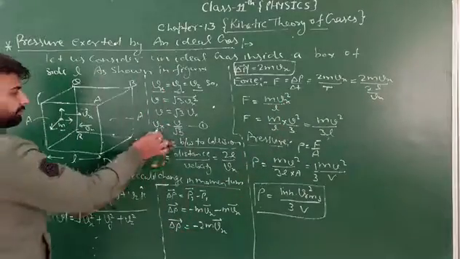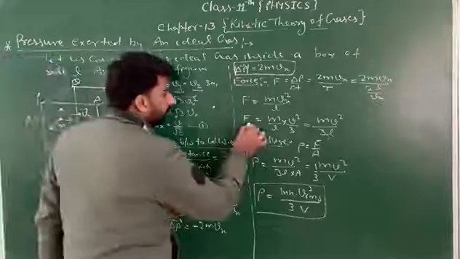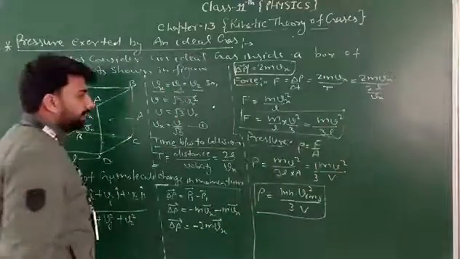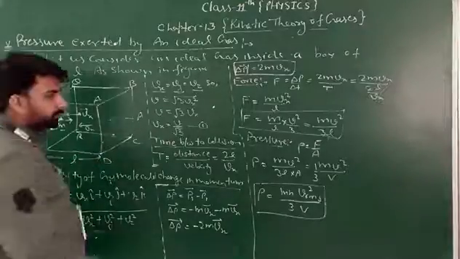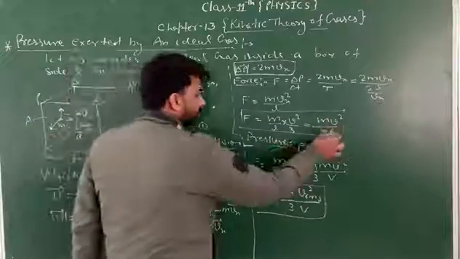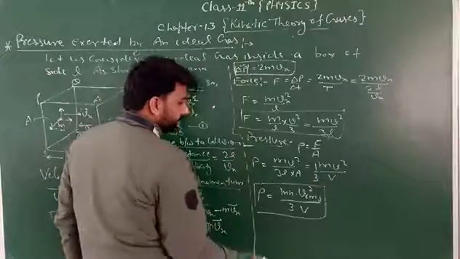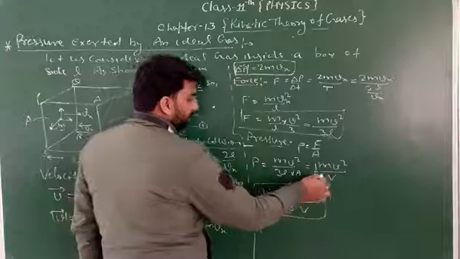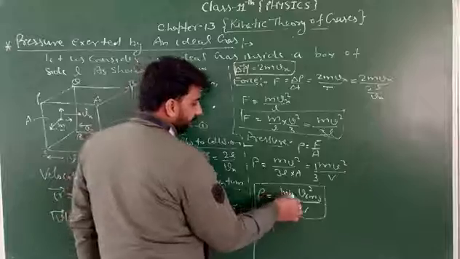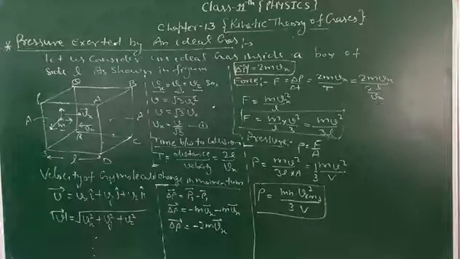Now from equation first, Vx = V by root 3. So Vx square = V square upon 3. So F = mv square upon 3L. This is the force exerted by the ideal gas on this surface. So pressure P = force upon area. Force is mv square upon 3L and area is capital A, and we know that area into length becomes volume, where capital V is volume. So P = 1 by 3 mv square upon V, and in terms of root mean square speed, P = 1 by 3 mn Vrms square upon capital V. This is the pressure exerted by an ideal gas.